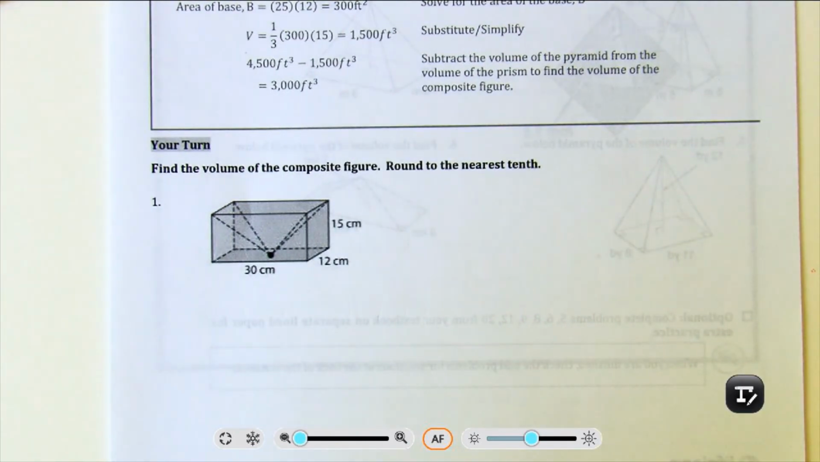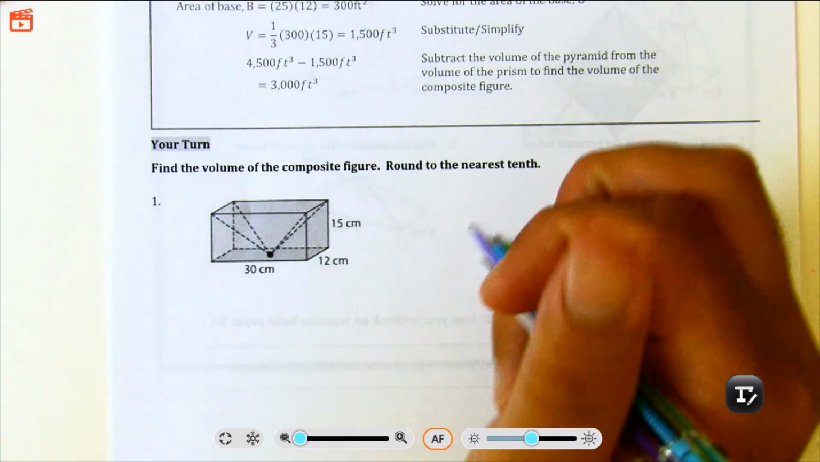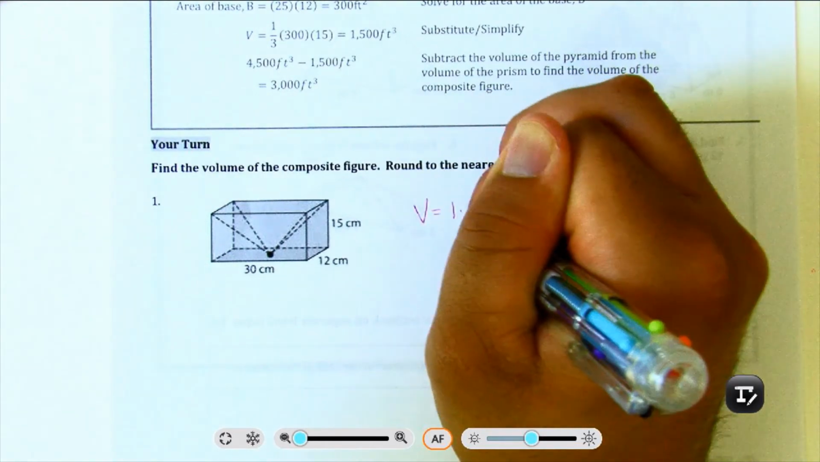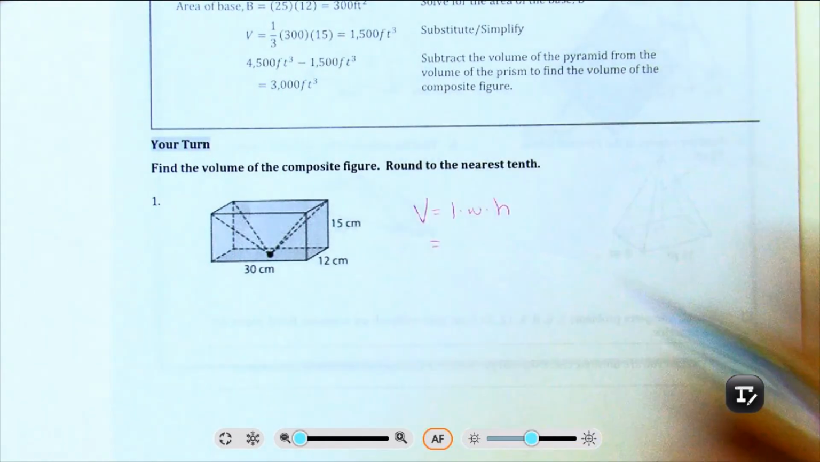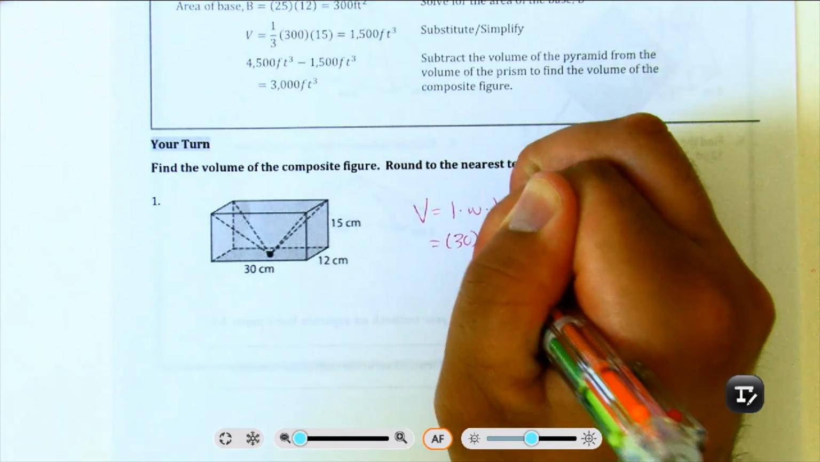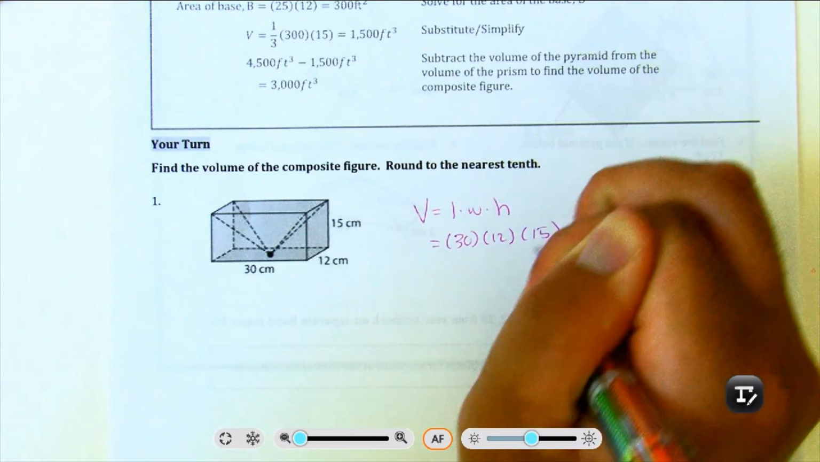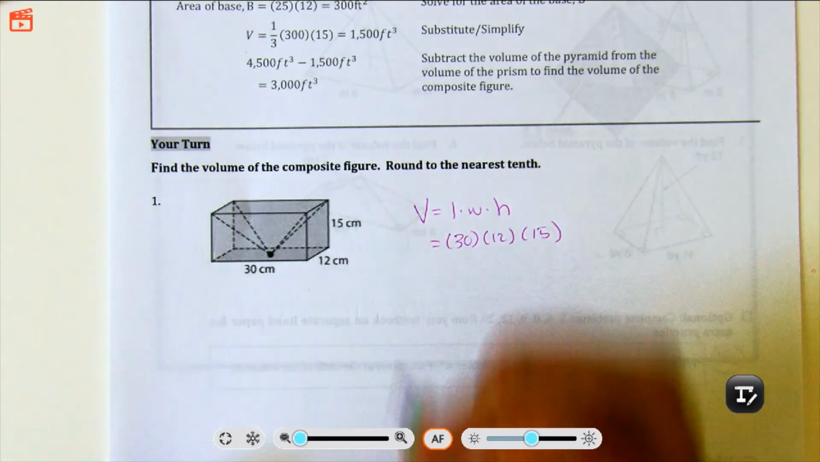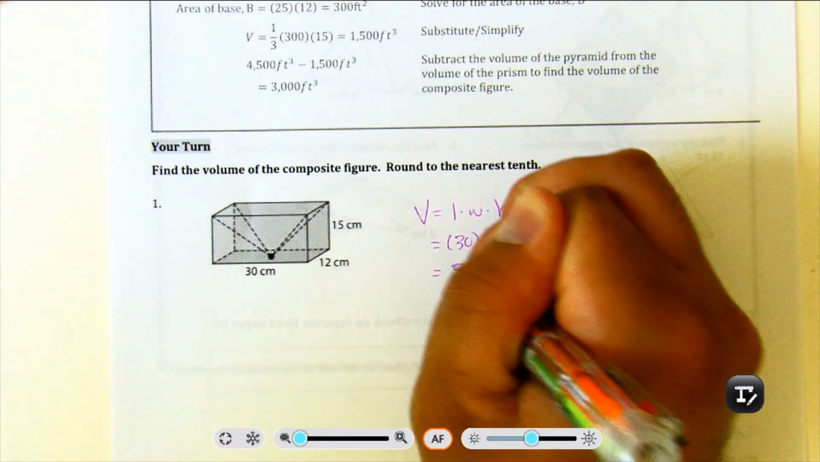So to find the volume of the prism, we have length times width times height, which is 30 times 12 times 15. 30 times 12 times 15 is 5,400. That's the first piece.